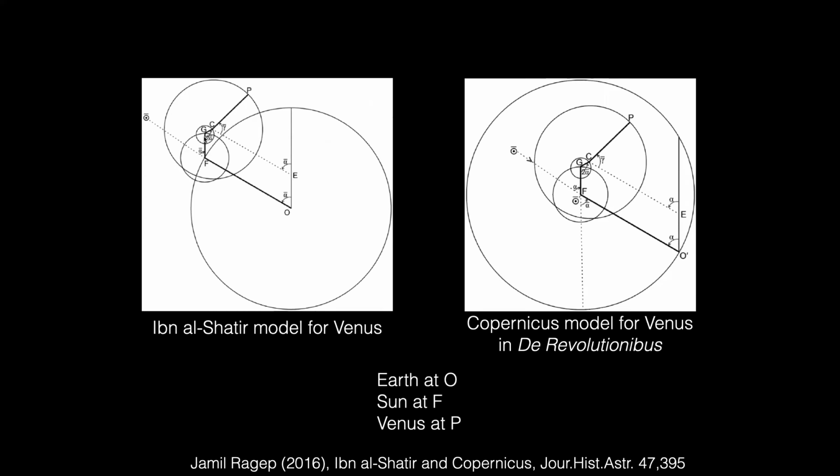You take this model and you shift it so that the Sun is at F. The sun was at F here, but you move the Sun to the center of this entire diagram, and the Earth over here at O, and you have a model which is geometrically and mathematically equivalent to that of Ibn Shatir, and this is the model that Copernicus used for Venus in his book, De Revolutionibus. The difference here is only the difference in reference frame.